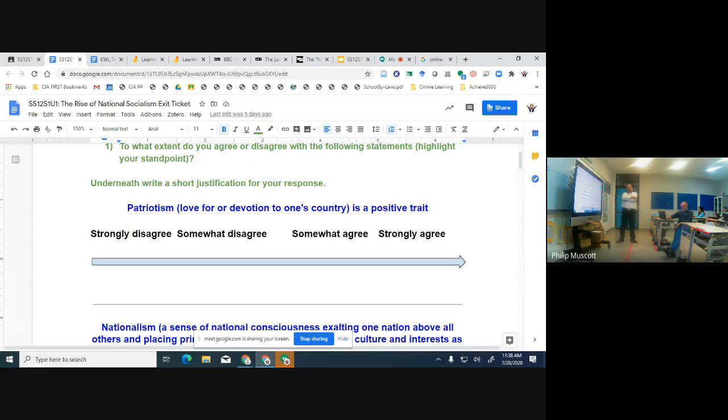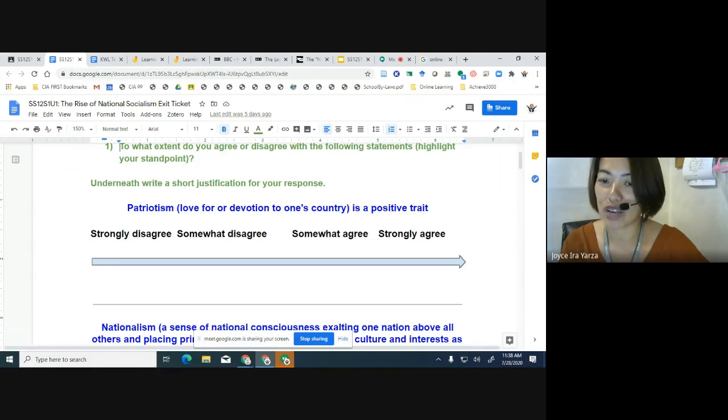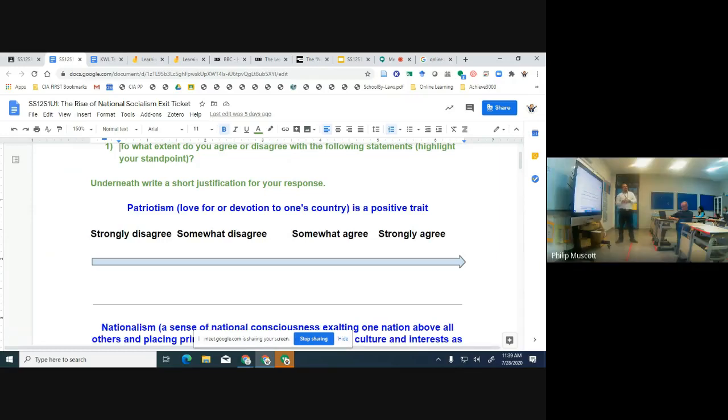Somewhat agree. Can you just give us a short justification of that? I think we need to have a clear definition of what patriotism is all about, because sometimes patriotism could be positive or negative depending on the rulers' or the leaders' perspective of what they want to do with the country and the citizens living in it. Okay. So am I right in saying that if a leader of a country has bad intentions, then patriotism is also negative? Yes, that is correct. Wonderful.